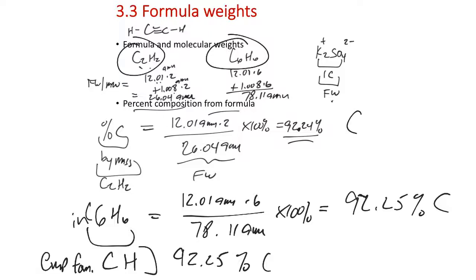Because it turns out one of these compounds is a gas, one of them is a liquid at room temperature, so they're different compounds, different properties, different substances. So if you're dealing with molecules, usually you want to know the molecular formula. So what we're going to see is a two-step process where we can determine it from percent composition.